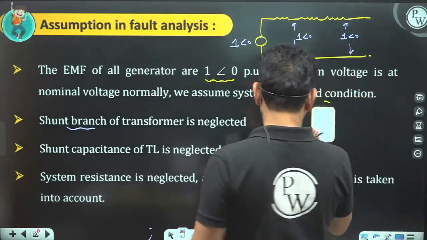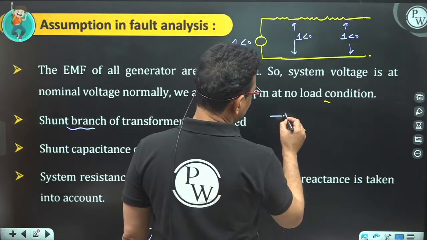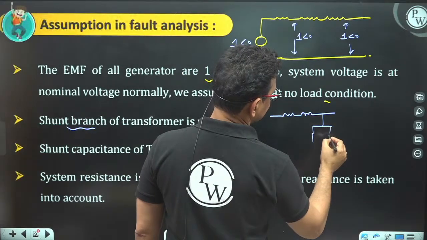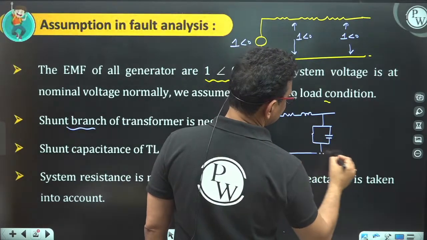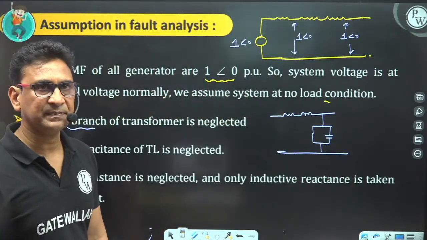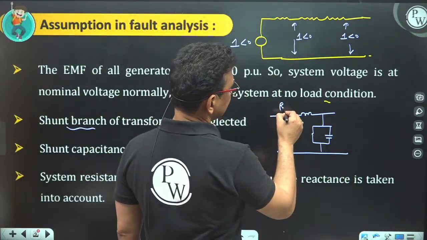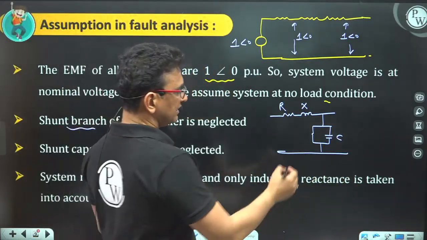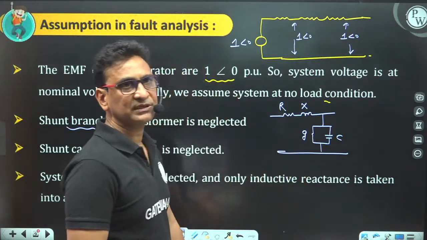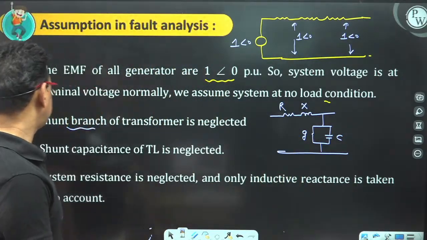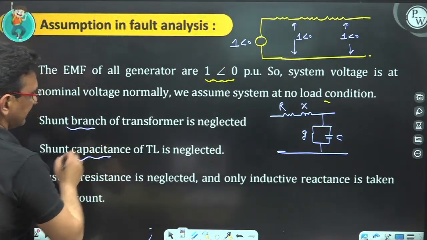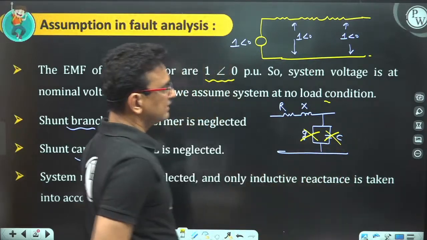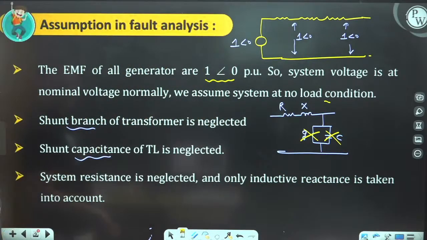Now, the third assumption we make is that the shunt capacitance of the transmission line is neglected. See, generally the transmission line is represented like this. It also has some series branch parameters and some shunt branch parameters. This is the resistance of the transmission line, reactance of the transmission line, capacitance and the conductance. The value of conductance is almost 0, so generally we do not take the conductance into account. But for fault calculation, we also neglect the value of shunt capacitance. That means we do not consider the parallel component of the transmission line.